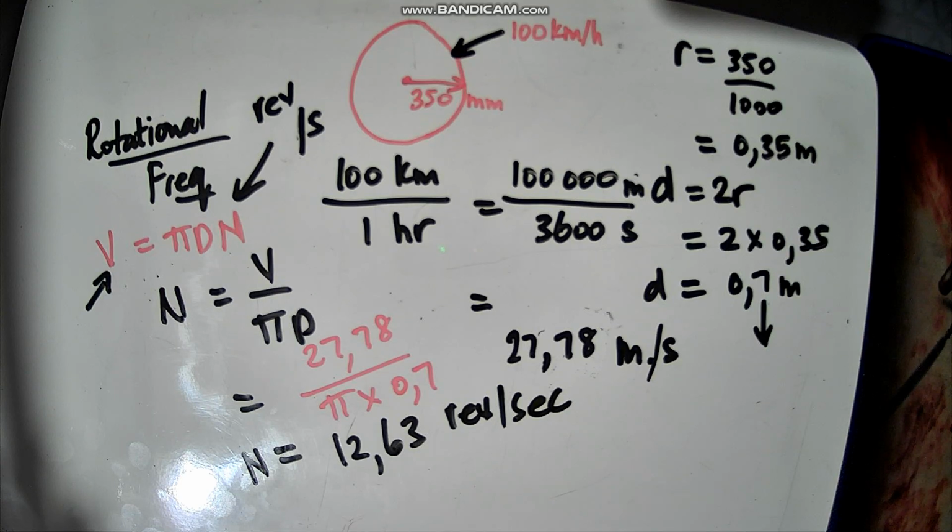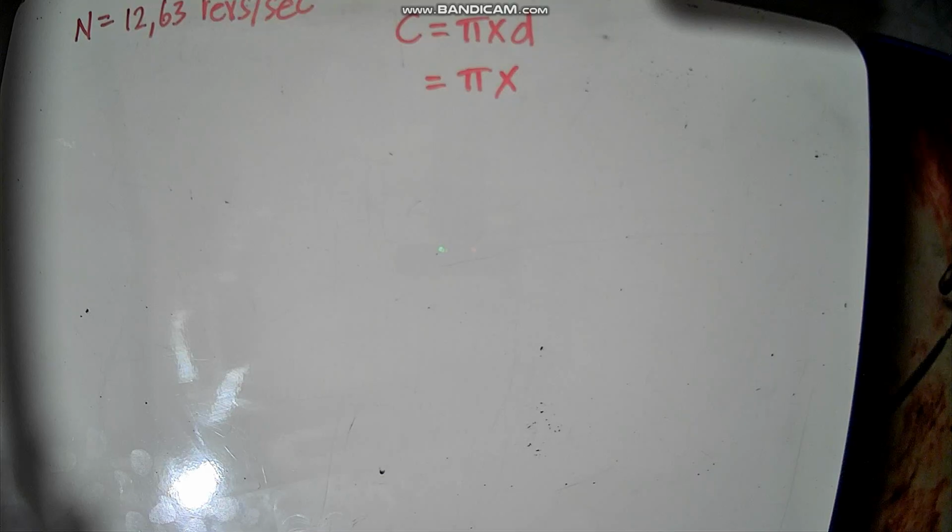Next I want you to calculate the circumference of that same circle you see. So circumference is equal to pi times diameter. So pi times, and what was the diameter? 0.7 meters. Punch that in and give us a decimal. So the circumference is 2.2 meters.